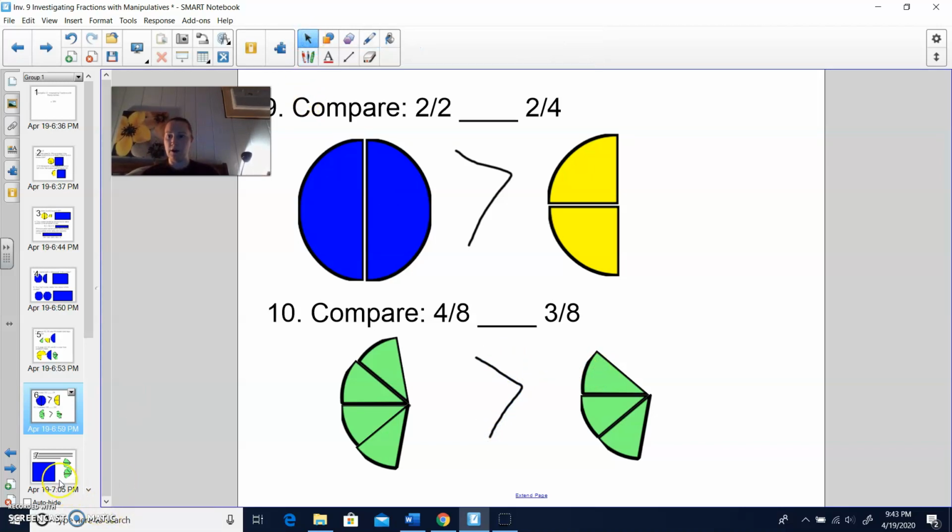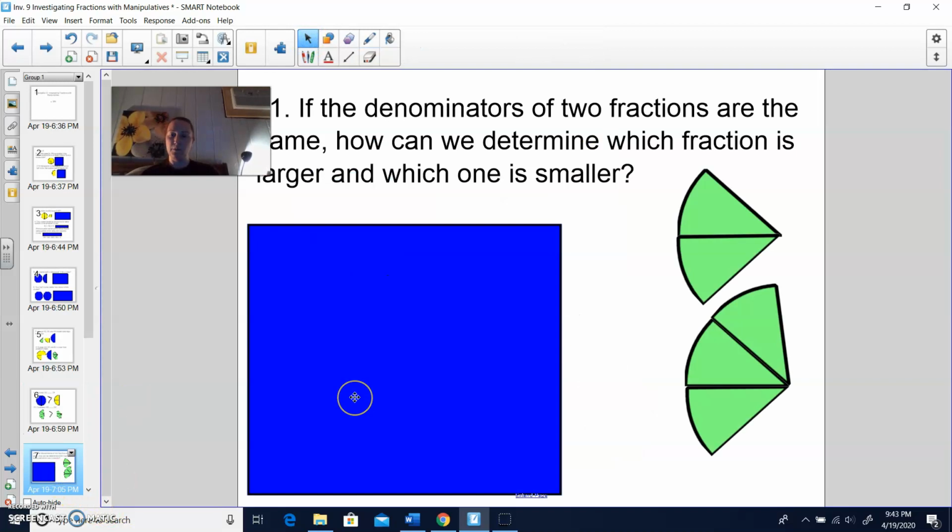Okay, continuing on. Number 11. If the denominators of two fractions are the same, how can we determine which fraction is larger and which one is smaller? So here I have eighths. Both of these pictures are showing eighths. This one is showing 2/8.